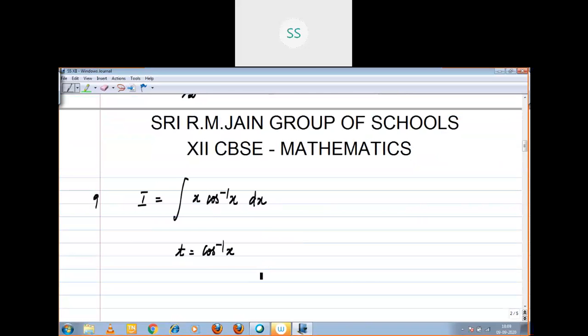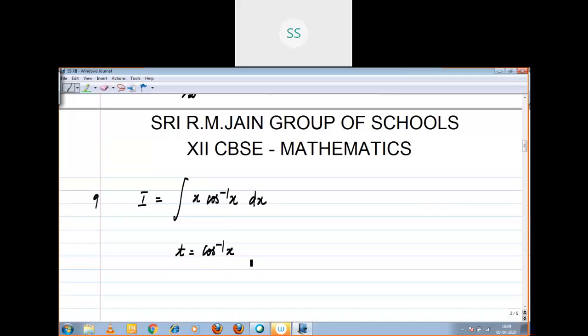Why am I going to adopt this? The cos inverse is the first function you would consider as u. If the integration becomes complicated, I am going to convert the inverse trigonometry into trigonometry, right?